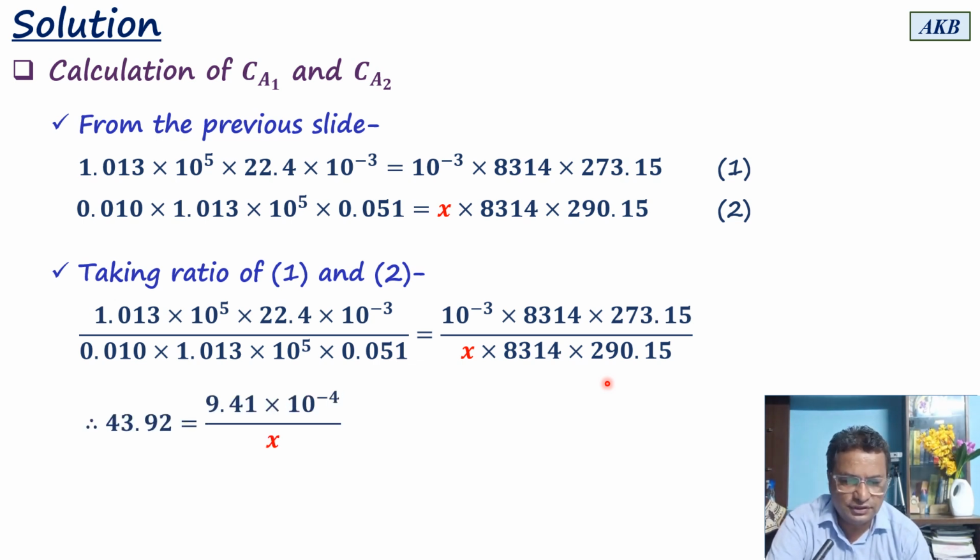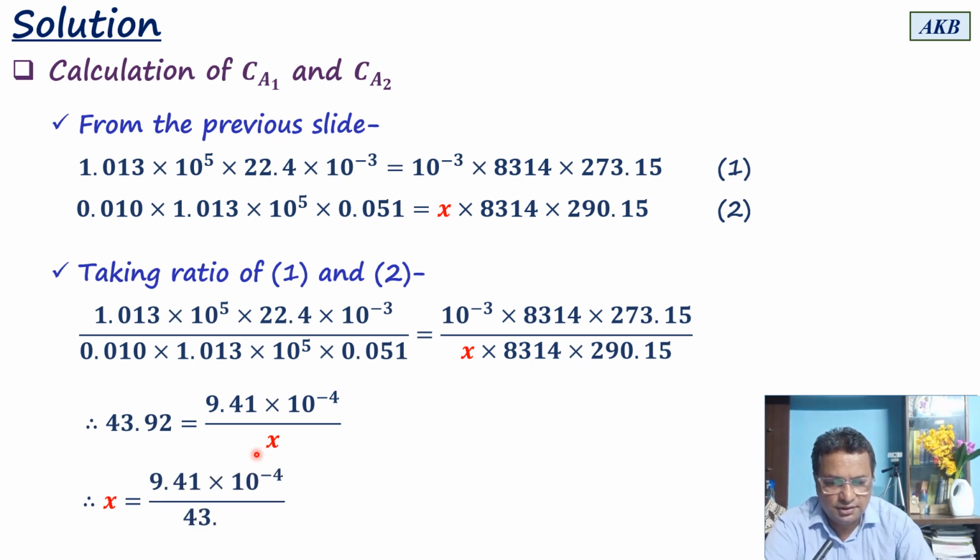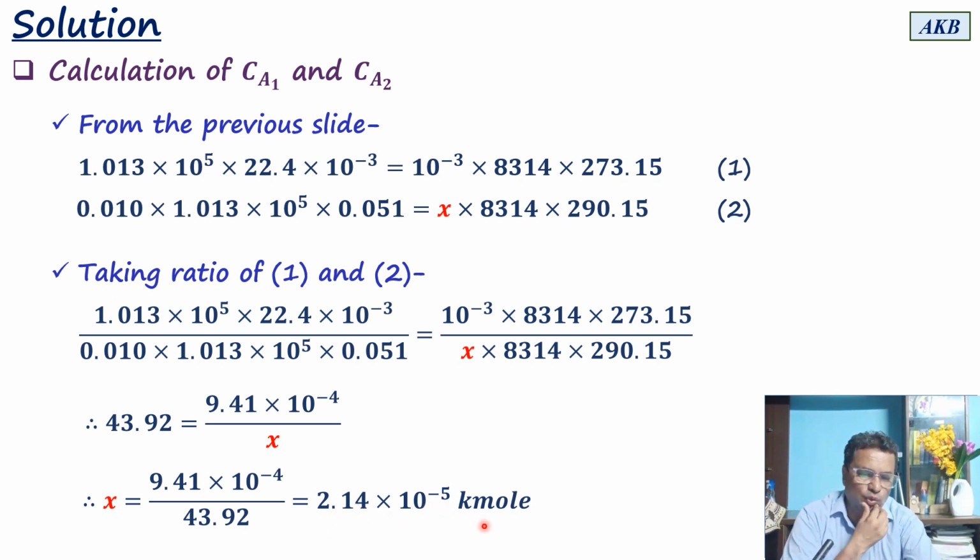So after simplifying, you get this equation: 43.92 is equal to 9.41 into 10 to the power minus 4 divided by x, and now you have to get x. So x will be 9.41 into 10 to the power minus 4 divided by 43.92, and that comes out to be 2.14 into 10 to the power minus 5 kilomole.